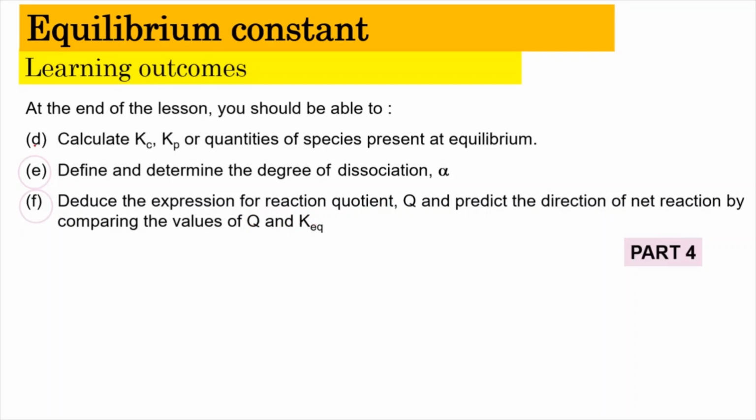For the learning outcome of D, we're going to look at that in part 3, which is in the previous video. So for now, let us start with part 4 of the video first. So the degree of dissociation.